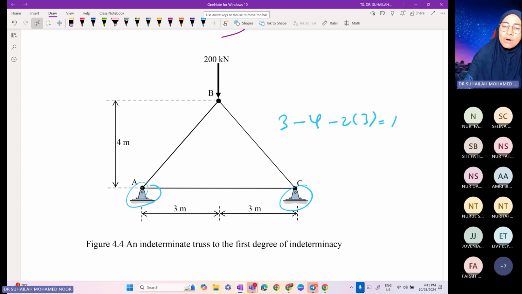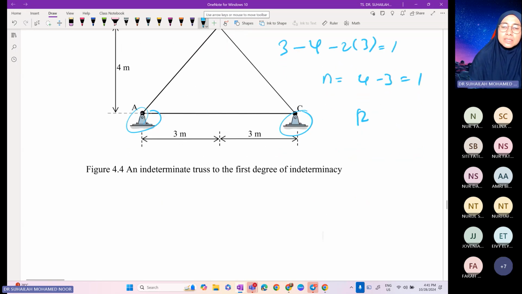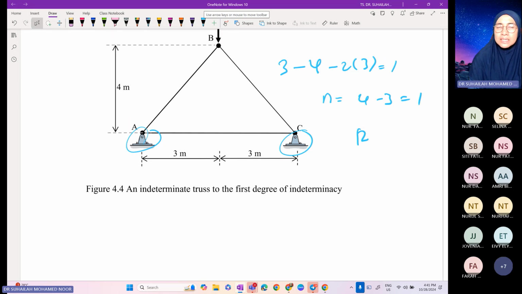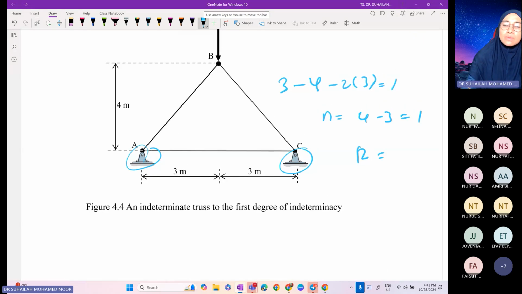If we check for N, it is 4 minus 3. If this is equivalent to 1, it means the redundant must be one of the pin reactions. In this case we cannot remove a member, since no members cross. So we cannot remove a member, we remove a support reaction. This is the thrust, the first degree of indeterminacy. This is externally indeterminate. So for R we can remove either AX or CX.